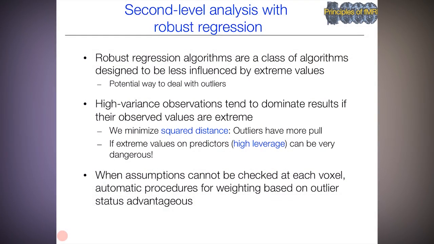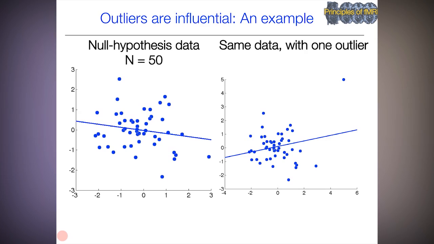When you can't check the assumptions at each voxel and check for the normality of the distribution and the presence of outliers, then automatic procedures for weighting the observations based on their potential outlier status are advantageous. And that's what robust regression is all about. So let's look at an example.